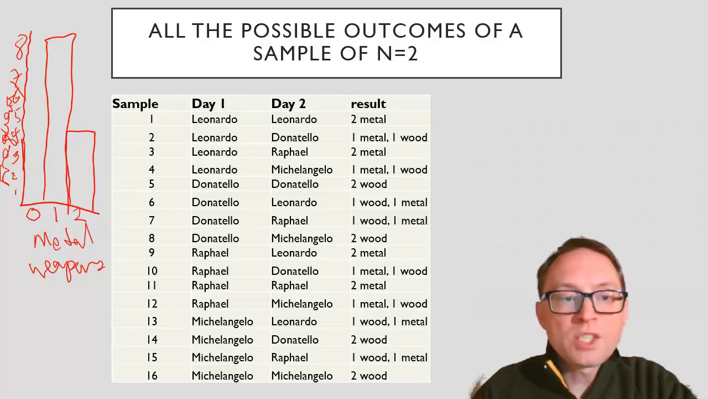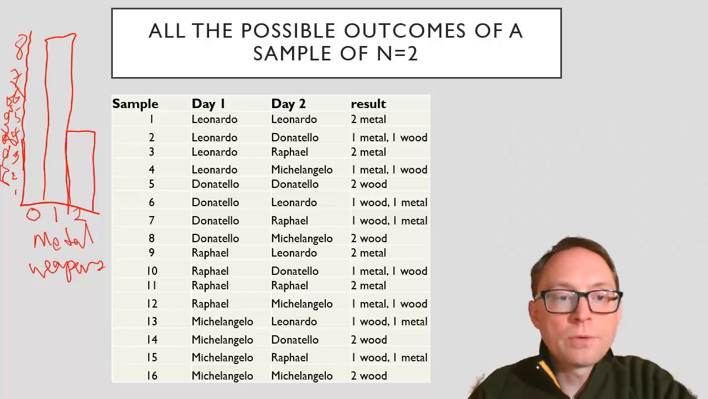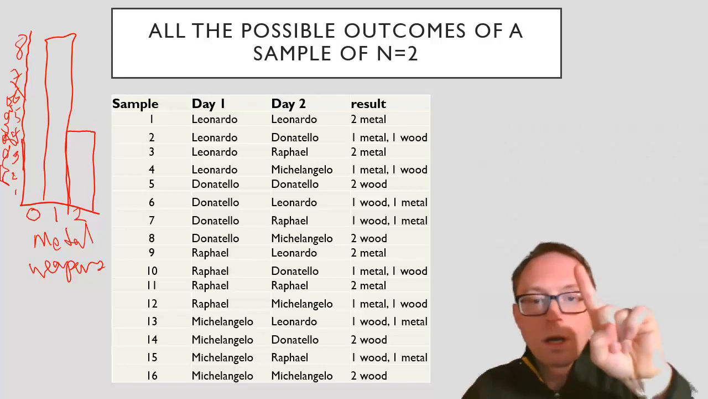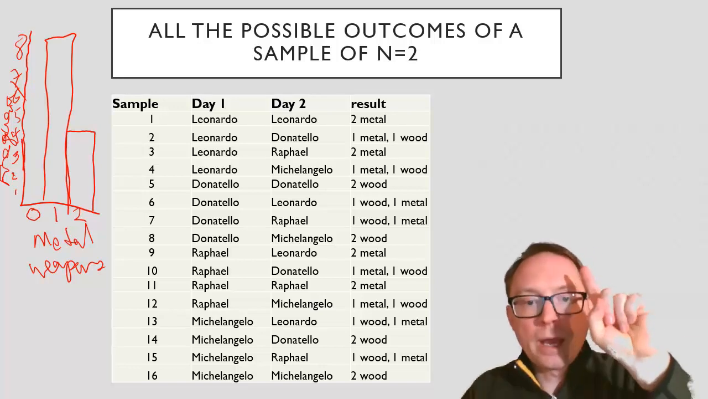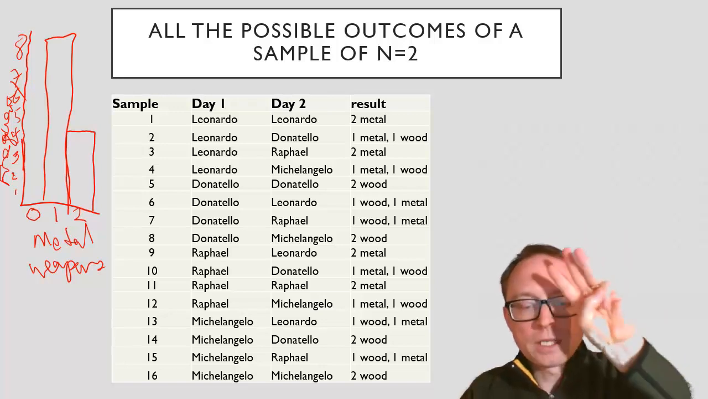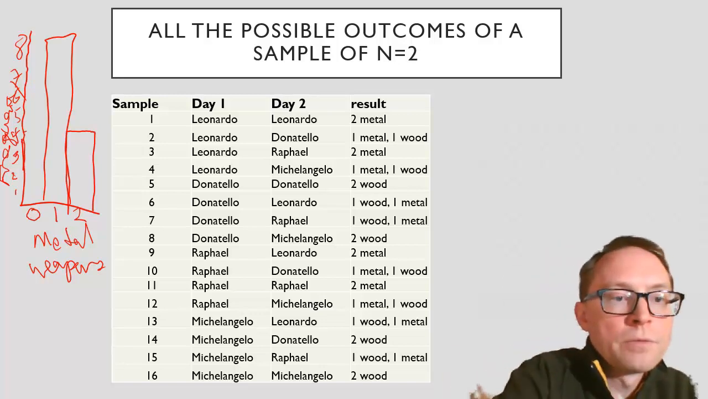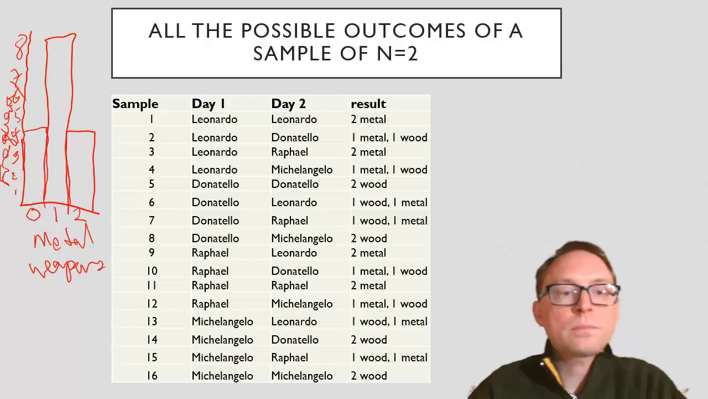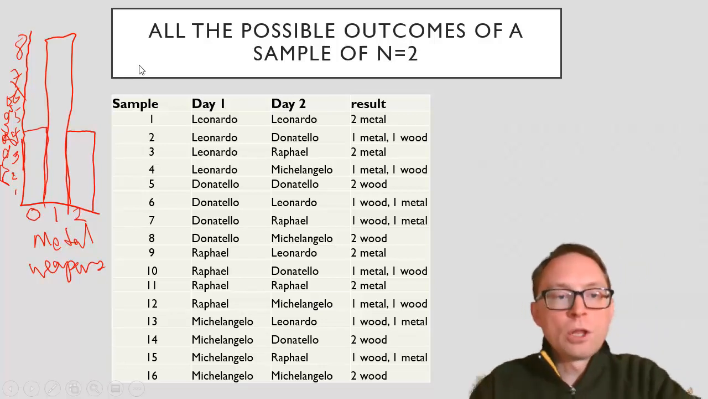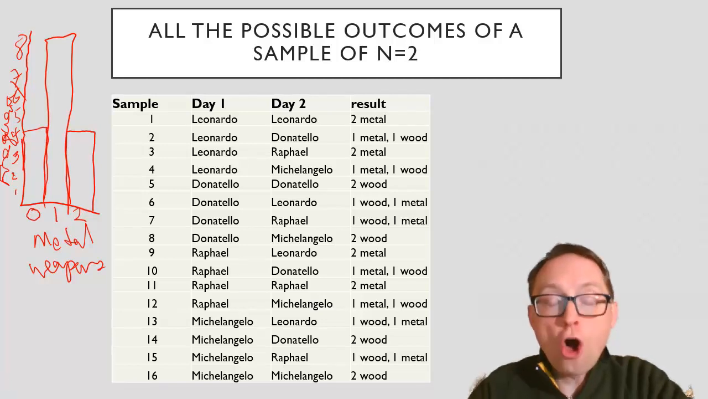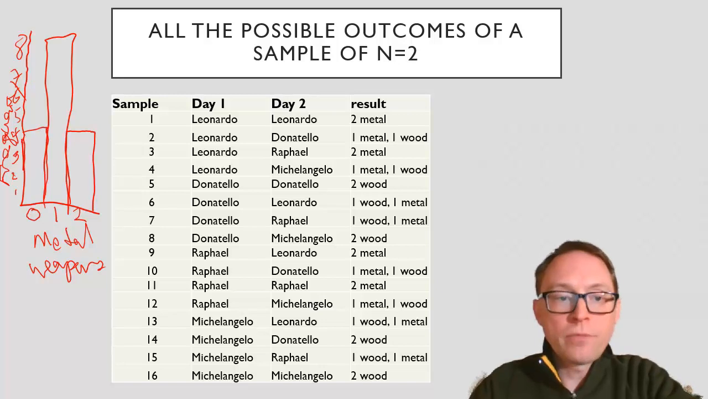Well, guess what? Let's look at the frequency of 0 metal weapons. So that means 2 wood weapons. So sample number 5, sample number 8, sample number 14, and sample number 16. There's 4 that have 0 metal weapons. So the frequency of 0 metal weapons is 4. All right. So look at this. Now, remember, this distribution that you see right here is a sampling distribution. It is all the possible outcomes of an n equals 2 sample, all the possible outcomes of how many metal weapons are going to happen. These are all the possibilities, all of them, total.